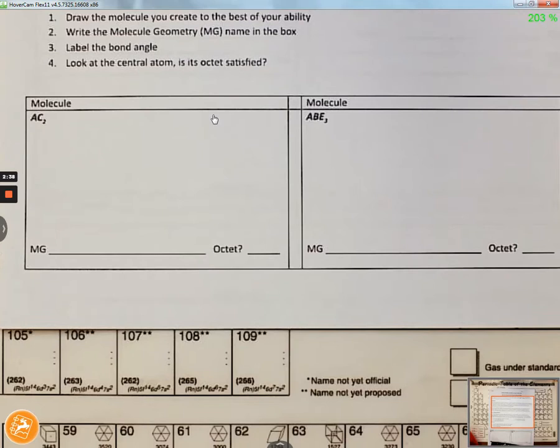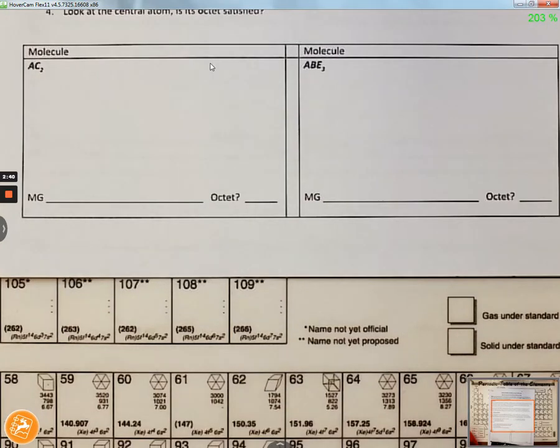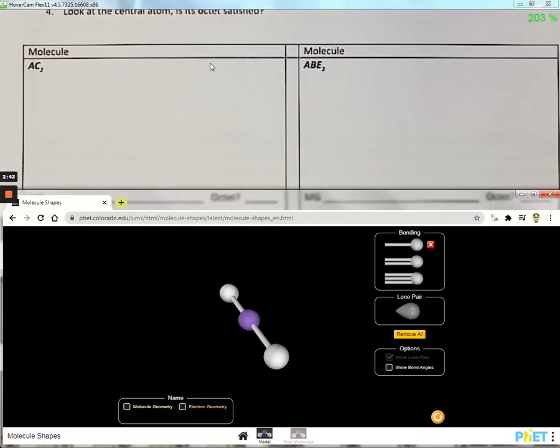The first one it wants us to make is called AC2. If you look in the key, A is the central purple atom, C is a double bonded white atom. So I'm going to get rid of these single bonded atoms that are here in the sim by clicking the X, and add 2 of these double bonded white atoms. Now we can spin this around and take a look at it, and you'll note just by looking at it, it appears to be linear.